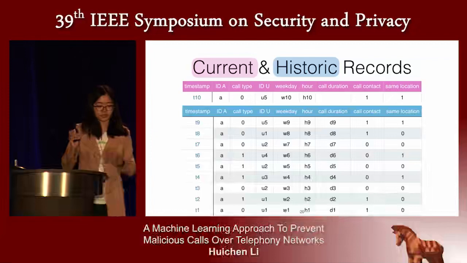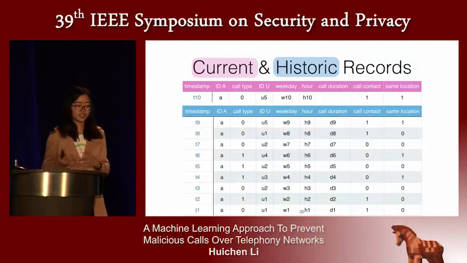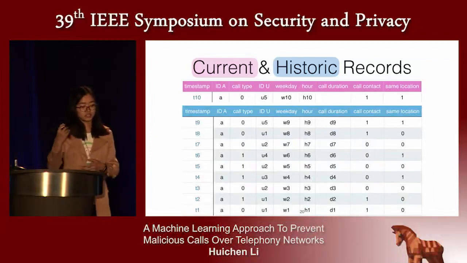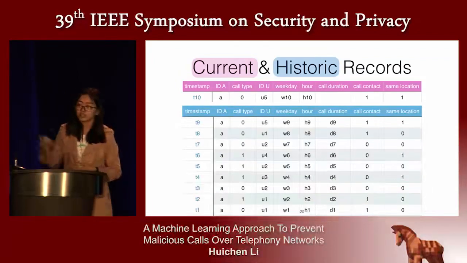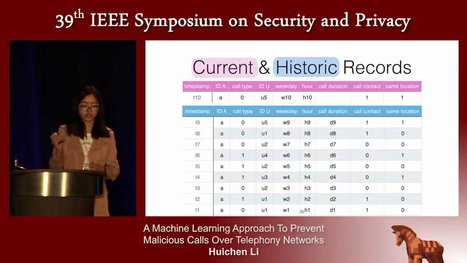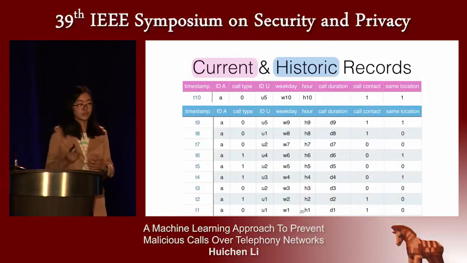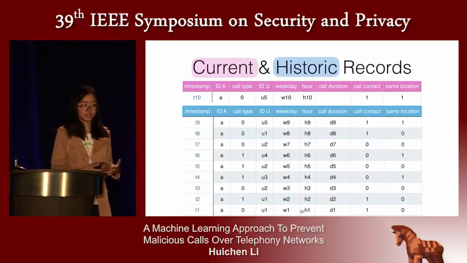Suppose the current time is T10, and currently a phone number A calls a user U5. So that call record is shown in the pink table here. And we also retrieve a bunch of call records from the database, and we call them historic records, and they are shown in the blue table.